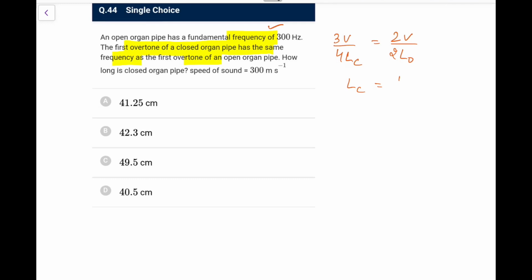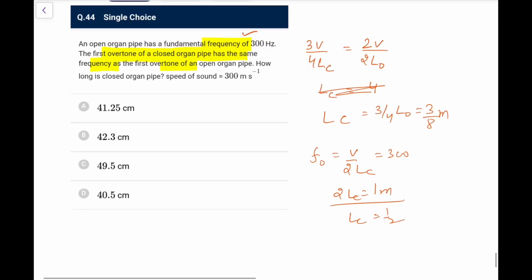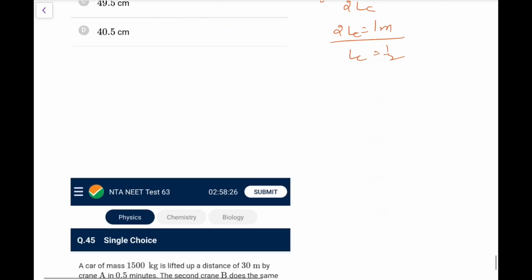So from here I can make out L closed equals 3 by 4 of L naught. And what is L naught? For f naught we use V by 2L, that is given as 300, V is given as 300, so 2L is equal to 1, so L naught is half. So L closed is 3 by 4 into half, so this is 3 by 8 meters. So 3 by 8 is approximately 37.5. This is the answer as per me. No option is matching, so it's wrong. If I see their solution, they have taken V to be 330. So that is a mistake. So this is a bonus for you, I suppose.